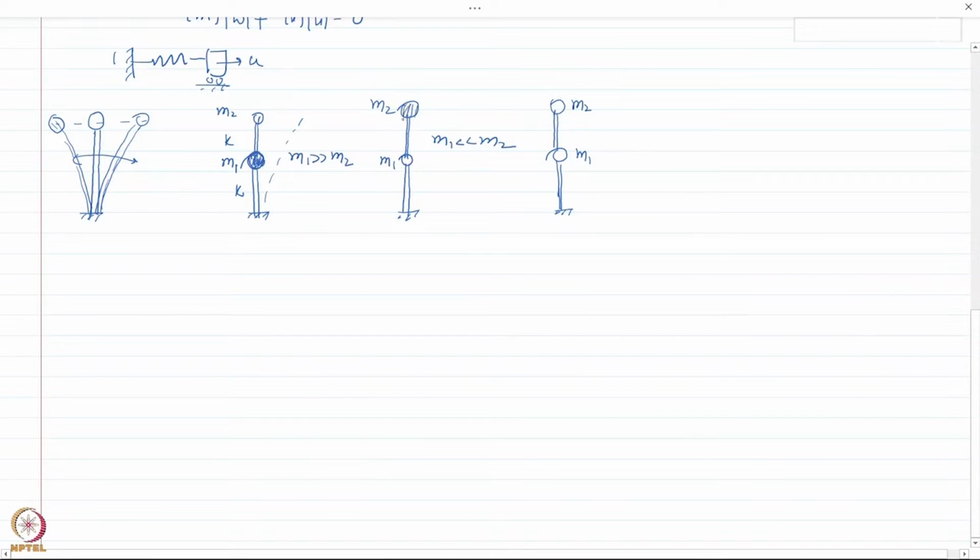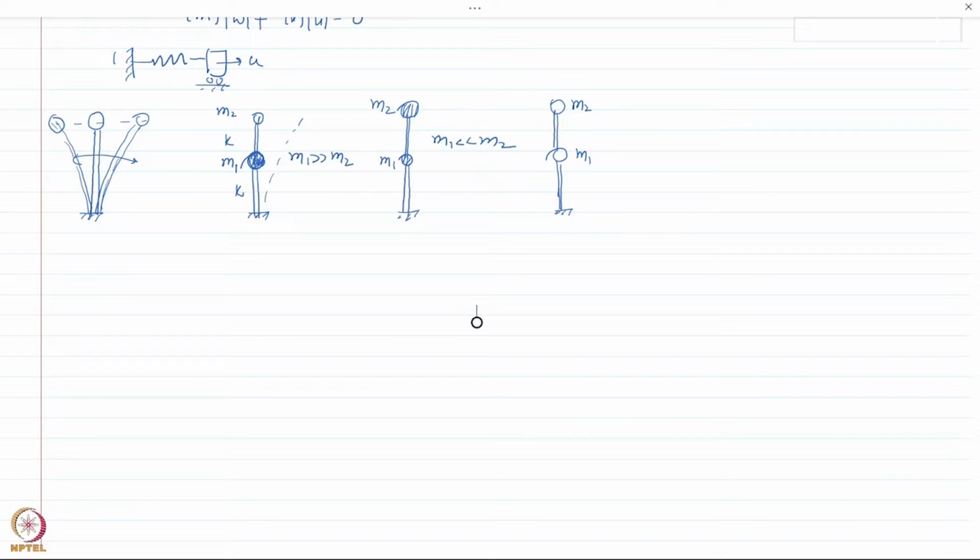In this case, if the mass M2 is much larger than mass M1, then the overall response is going to be dictated by the movement of mass M2. But in general, reality lies somewhere in between, where mass M1 and M2 are comparable, and basically the deformation or relative deformation of both M1 and M2 is actually going to dictate the overall response.